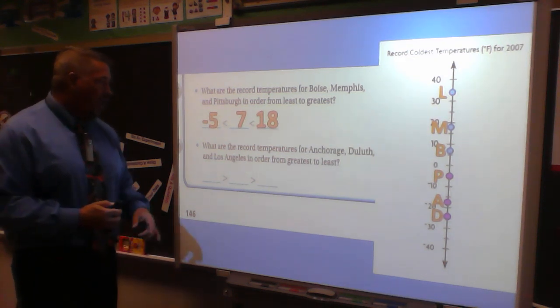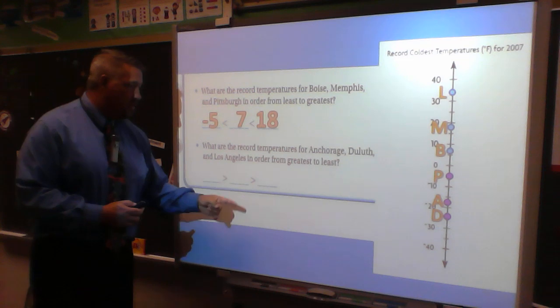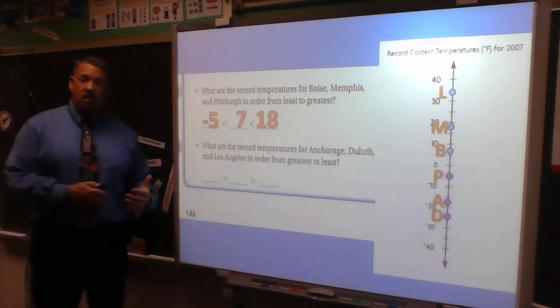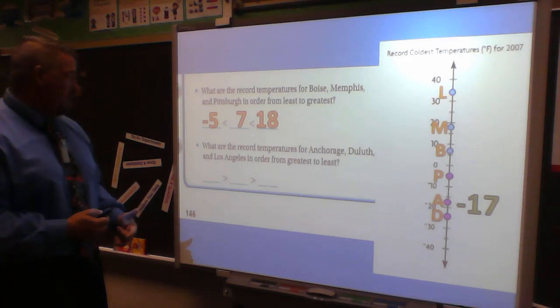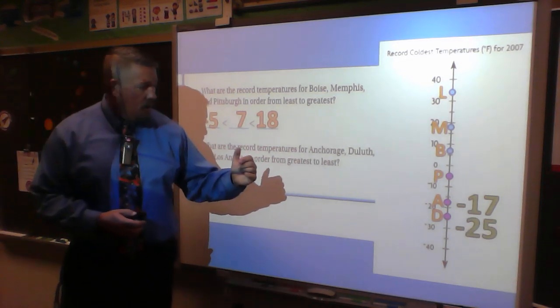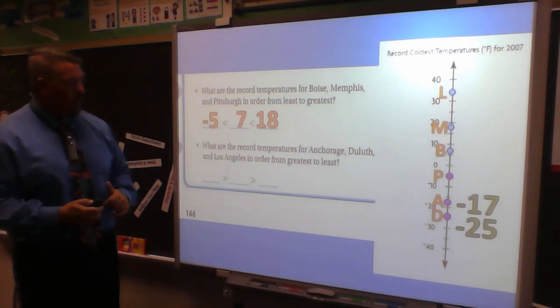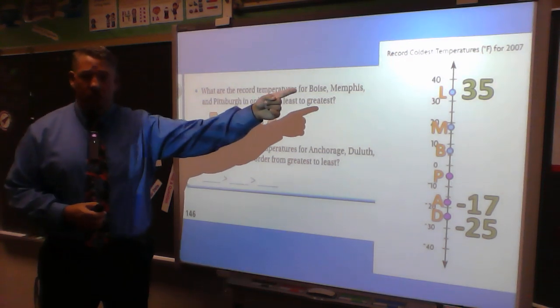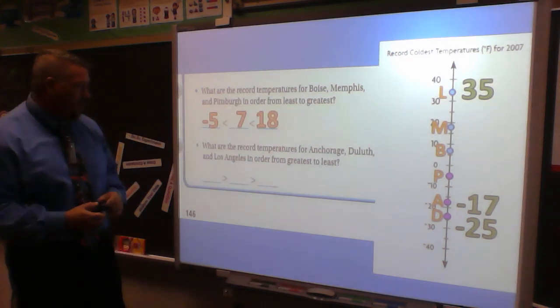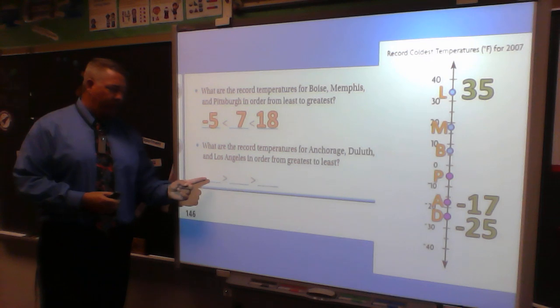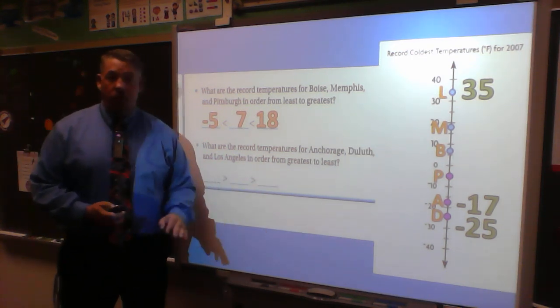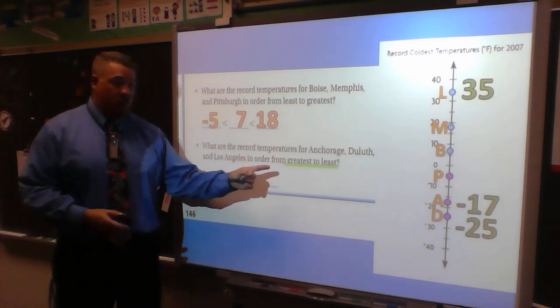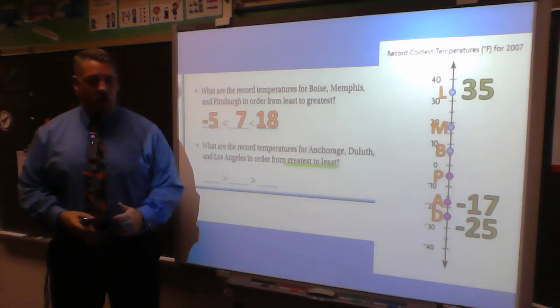On my next one then, I have Anchorage, Duluth, and Los Angeles. So I need those temperatures in order to be able to recognize them. So my Anchorage is -17. My Duluth is -25. And then my Los Angeles is way up there for my +35. Now on this one, if I notice the arrows point to the right, my directions say to go from greatest to least. So I have to make sure I follow the directions.